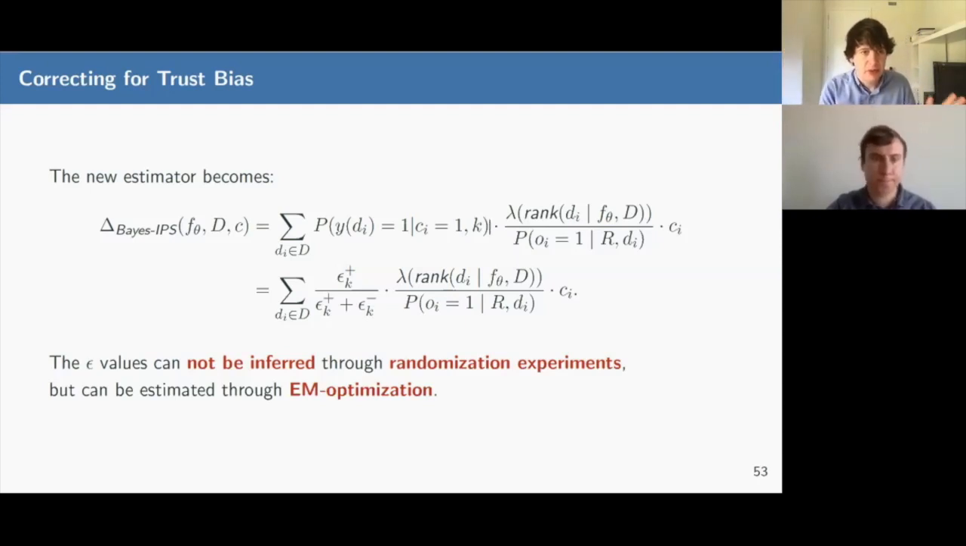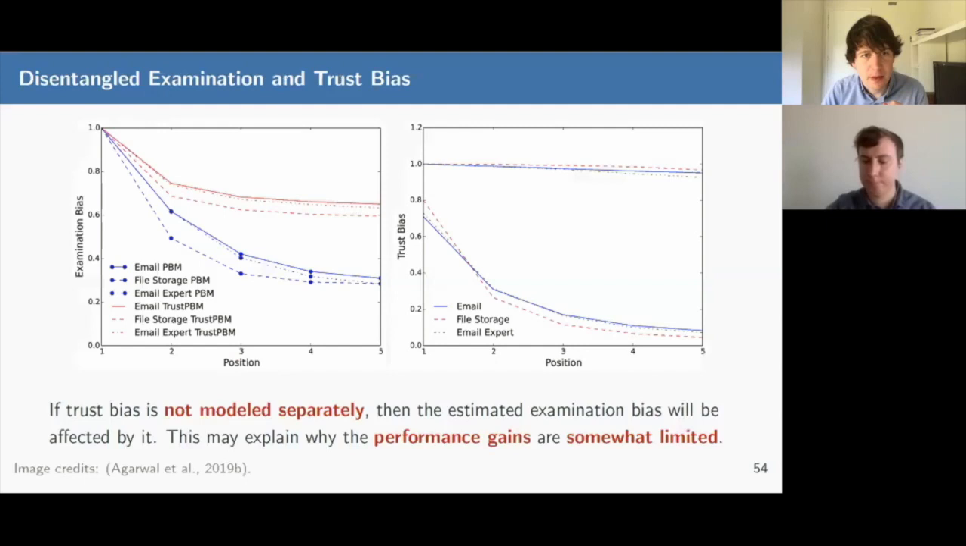The problem is that these values can't be inferred through randomization experiments. As far as we know, you can't do something like this rand pair that we see, or any of the other methods where we randomize the ordering of documents, and then estimate these values. So they use EM estimation optimization here, as we also have seen in the previous section.